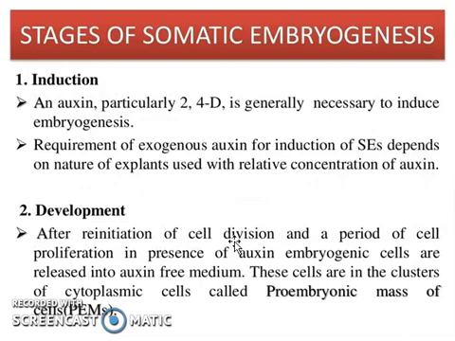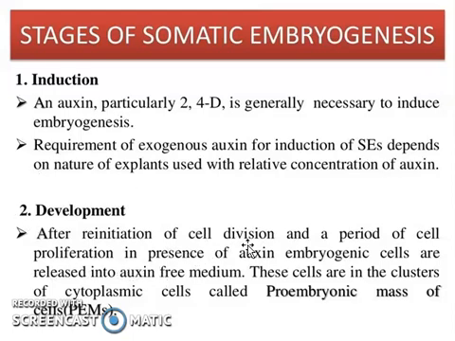Now, what are the different stages of somatic embryogenesis? First stage is induction. In induction, auxin hormone, particularly 2,4-D, is used to induce embryogenesis. The requirement of exogenous auxin for induction of somatic embryos depends on the nature of the explant used, with the relative concentration of auxin. Second stage is development.